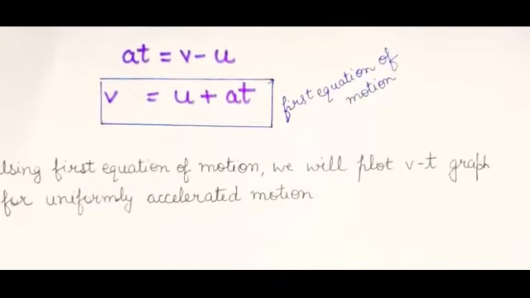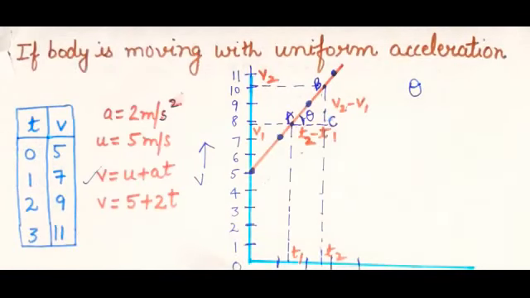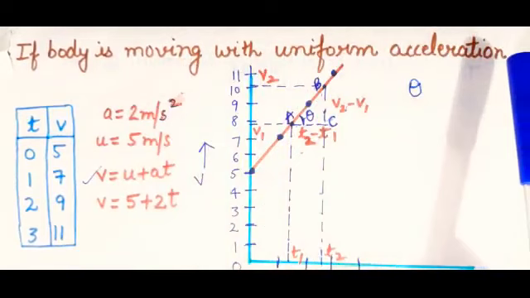Now using this first equation of motion, we will plot the VT graph. VT graph means velocity time graph, for the case of uniformly accelerated motion, which means the body is going under uniform acceleration. So let's start. The case is that the body is moving with uniform acceleration.